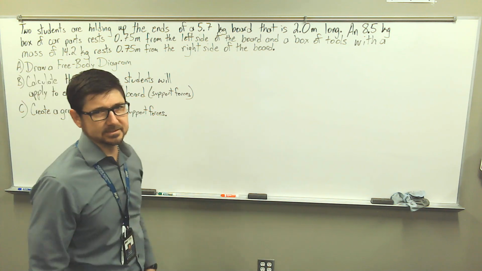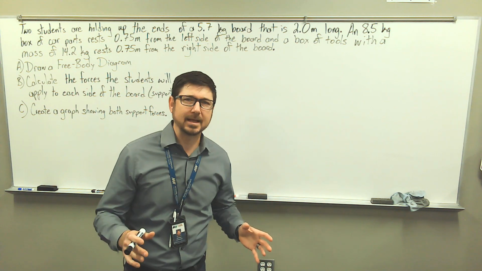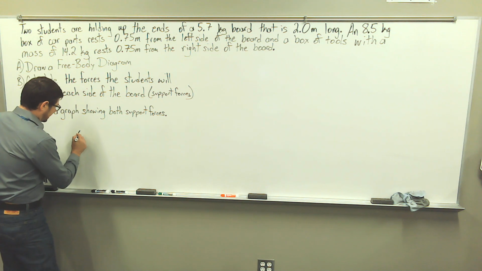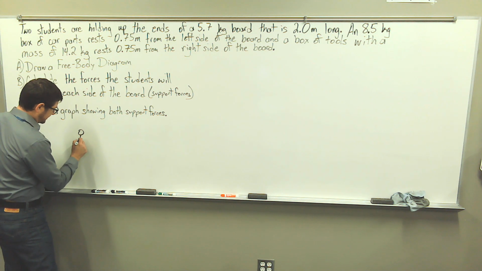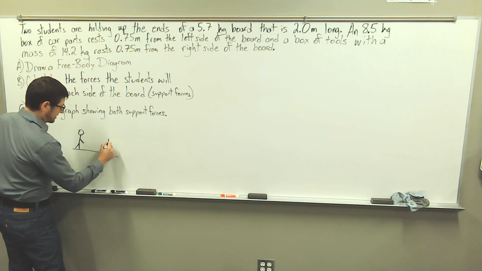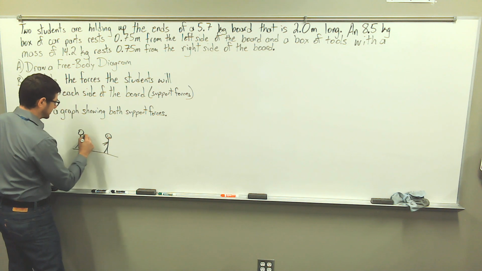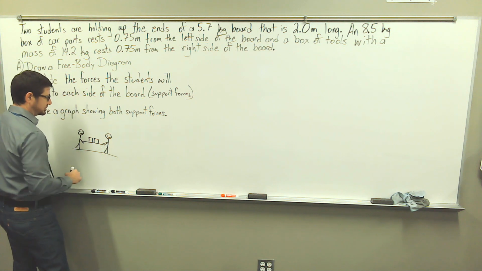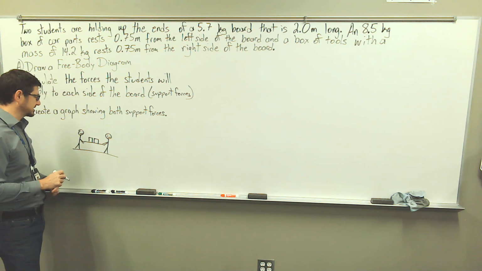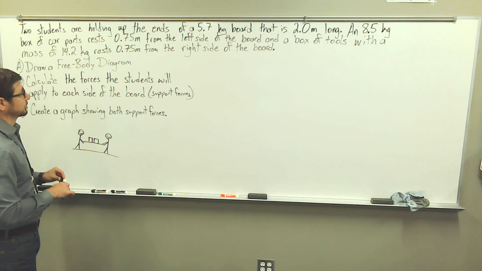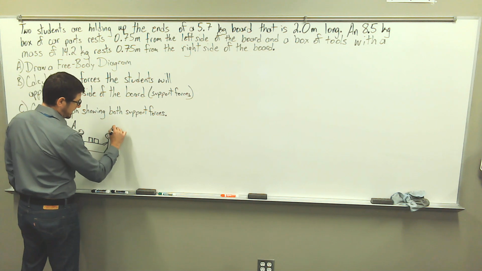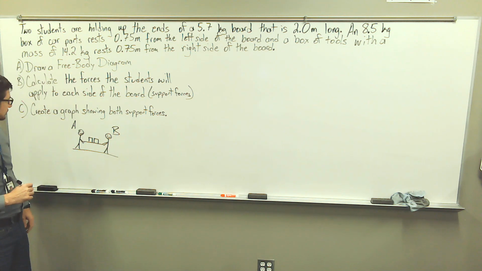Before we get into parts A, B, and C, let's just draw a simple picture to represent what's going on. Here we've got a student on the left side, and we have a student on the right side here. We have happy students, and we have two boxes that are resting on the board. If we're going to draw some dimensions here, I'm going to call this student A, and on the right side here we have student B.